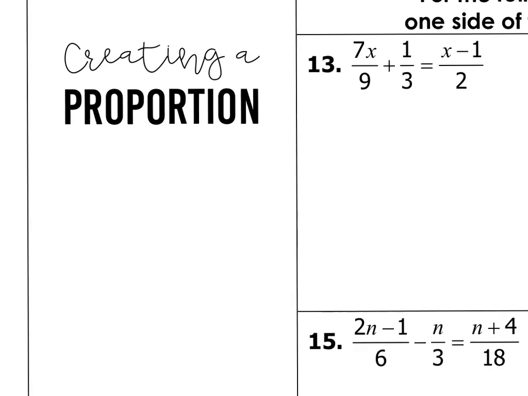I'm going to take this side and add it together. So I'm going to find the common denominator. What's the common denominator between 9 and 3? Well, of course it's 9. So that means the 7x stays the same. And what do I multiply 3 by to get 9? Times 3. So 3 times 1 is 3. So that would be 7x plus 3 over 9 equals x minus 1 over 2.